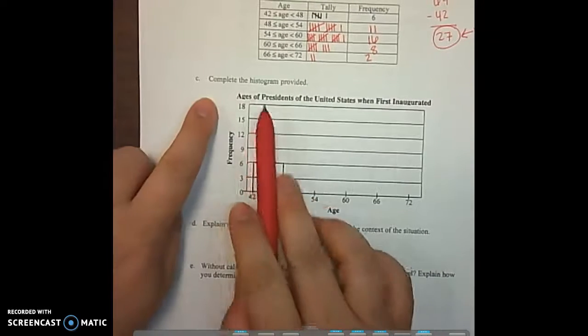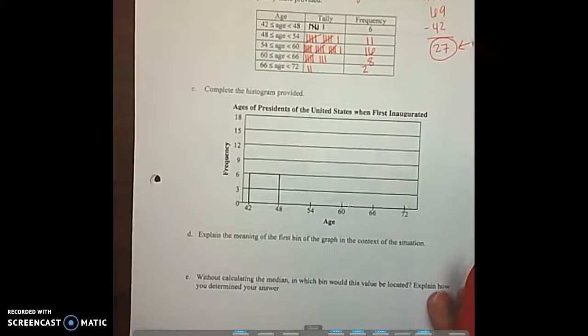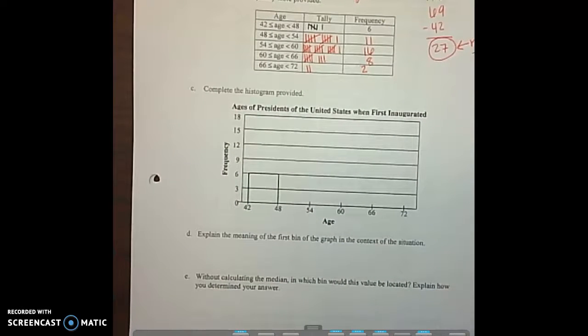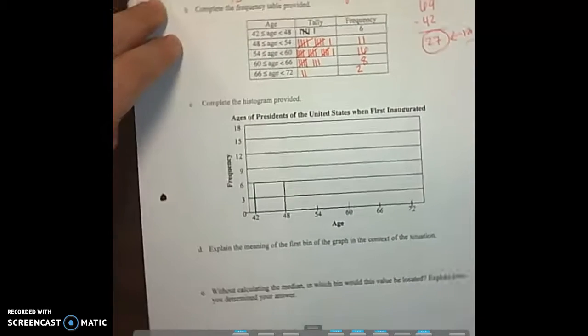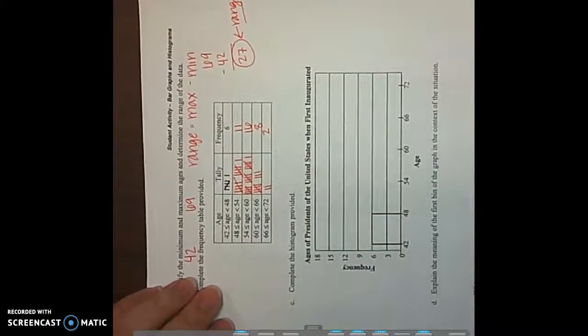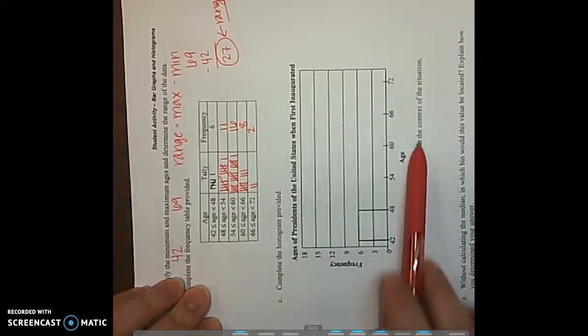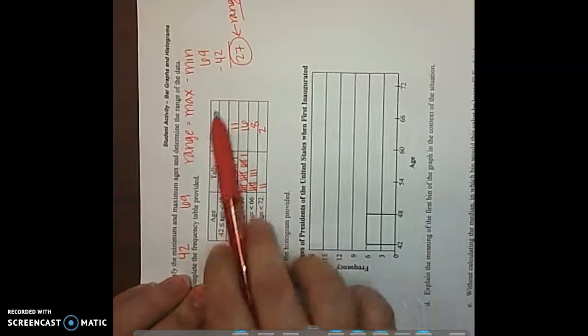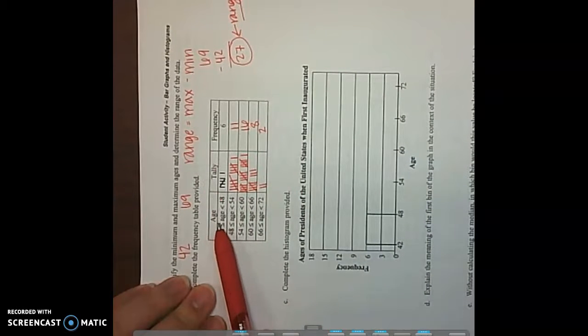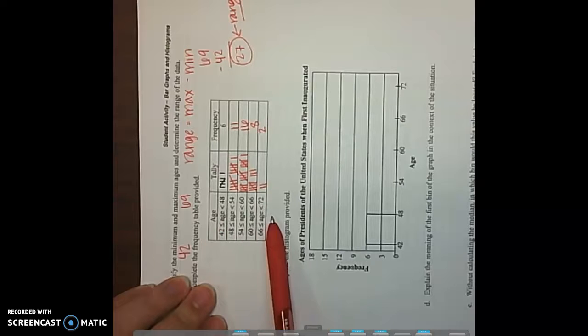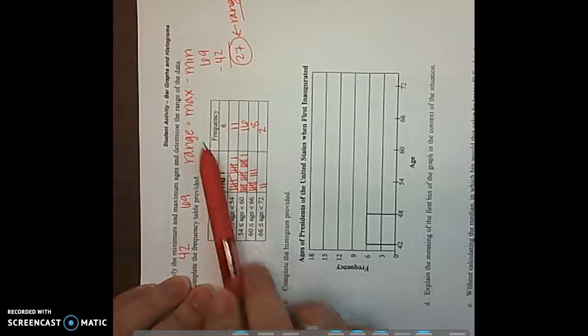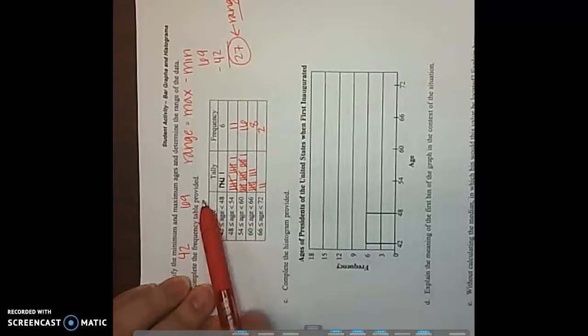Now we need to complete the histogram. Now, going back to the very first part 1, where it told us to turn our paper counterclockwise to identify what is going to be on the bottom. Now, if you were given this graph and there was nothing on it, but you were given this frequency table, you would be able to determine what is going to be on your horizontal line and what's going to be on your vertical line just by looking at this frequency table.